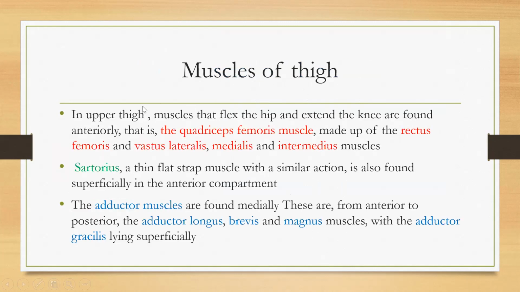Muscles of the thigh. In the upper thigh, muscles that flex the hip and extend the knee are found anteriorly in the anterior compartment. And these are the quadriceps femoris muscle, which is made up of rectus femoris and the vastus lateralis and vastus medialis and vastus intermedius muscle. The sartorius is a thin, flat strap muscle with a similar action and is also found superficially in the anterior compartment. Now we go for the medial compartment, also called the adductor compartment.